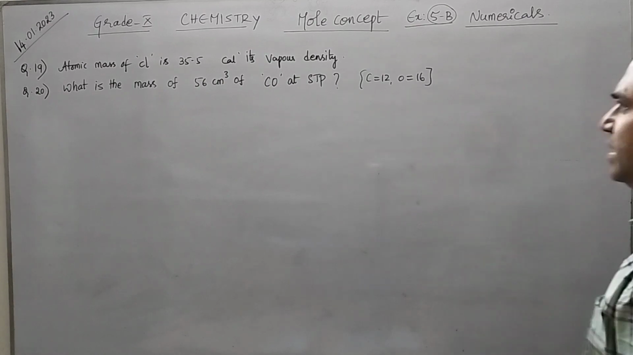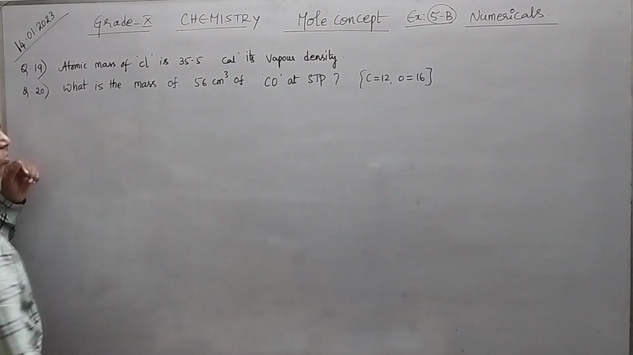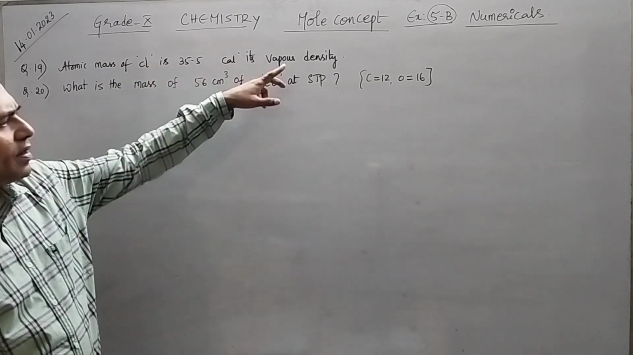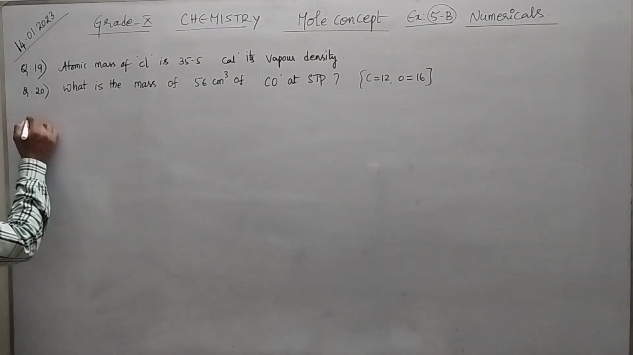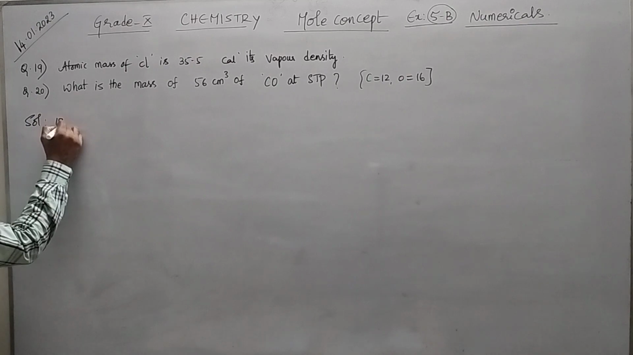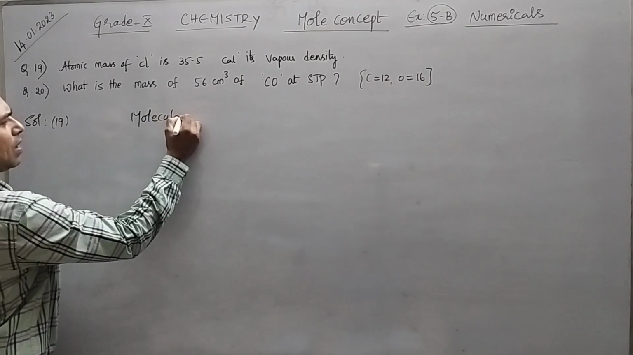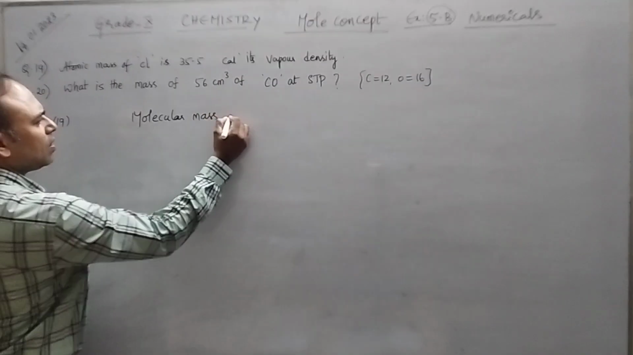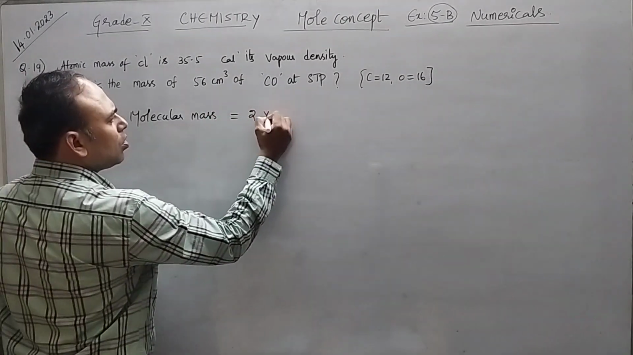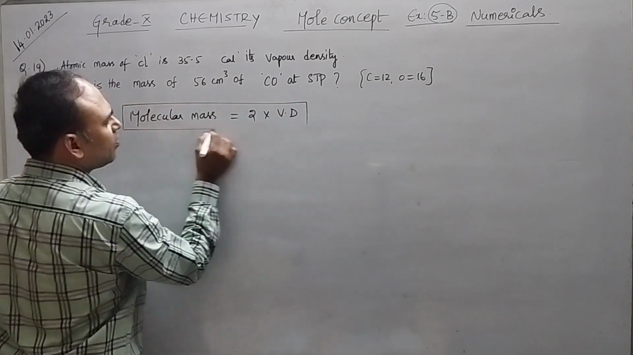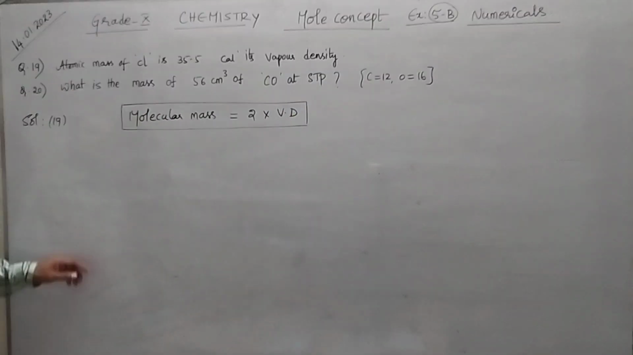Now question number 19, so we can take both 19 and 20 together. Atomic mass of chlorine is 35.5, calculate the vapor density. So we have a relation between molecular mass and vapor density. Molecular mass is nothing but 2 into vapor density, we can write it as VD. So apply this formula and you can calculate the answer for this.